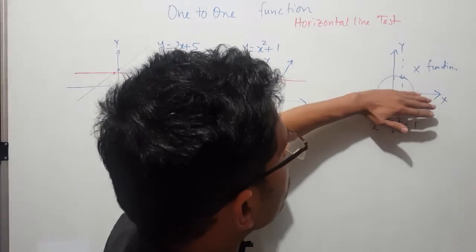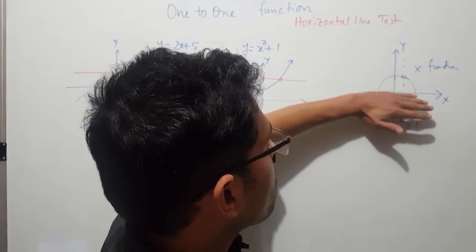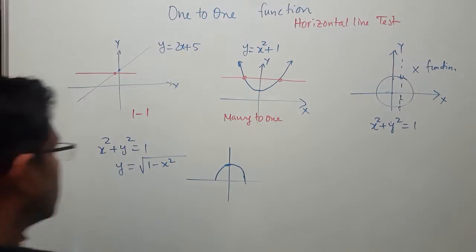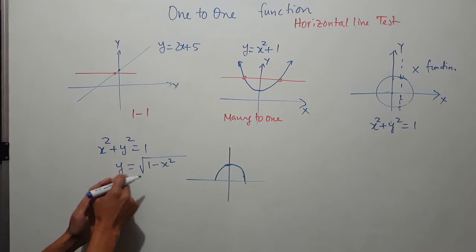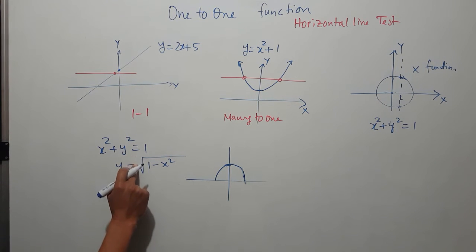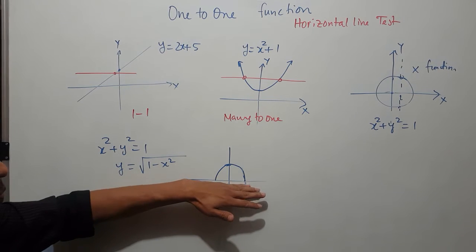Why? Because y is only positive. So I am not going to the negative side of y, I am only taking the positive side of y. So y equals the square root of 1 minus x squared. Usually we write plus or minus, but when I'm not writing any sign here, we consider it positive. So y is always positive here.